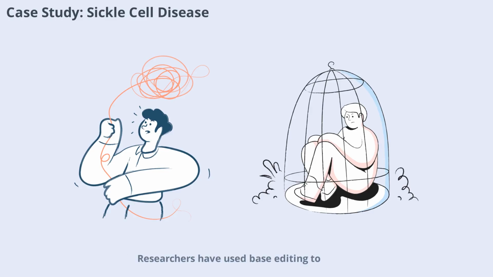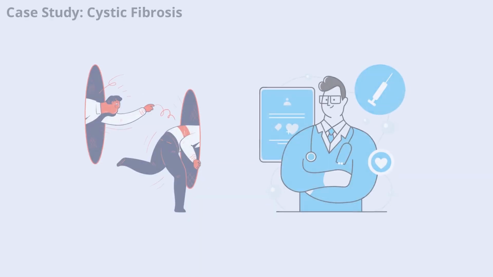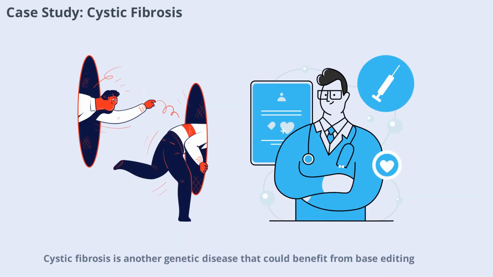Researchers have used base editing to correct this mutation in laboratory settings, restoring normal hemoglobin production. Clinical trials are underway to test the safety and effectiveness of this approach in patients, offering hope for a long-term cure.